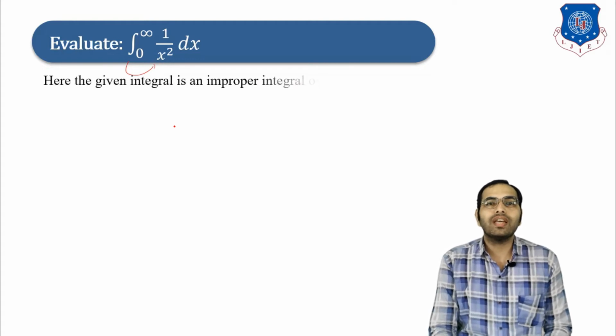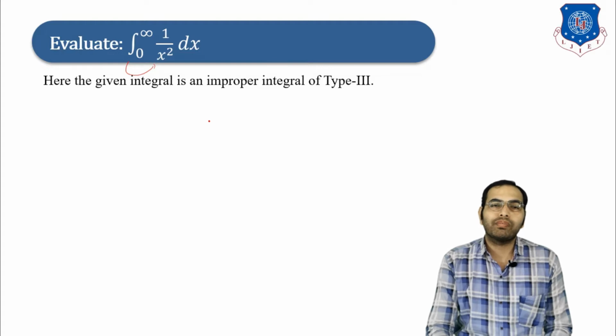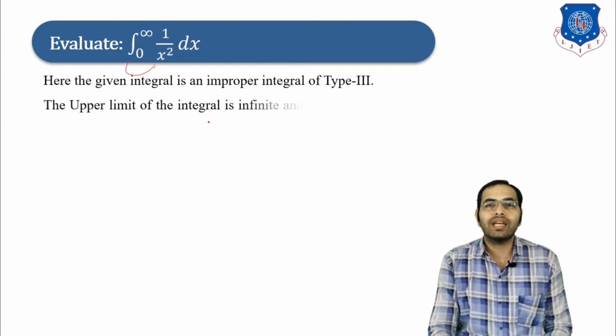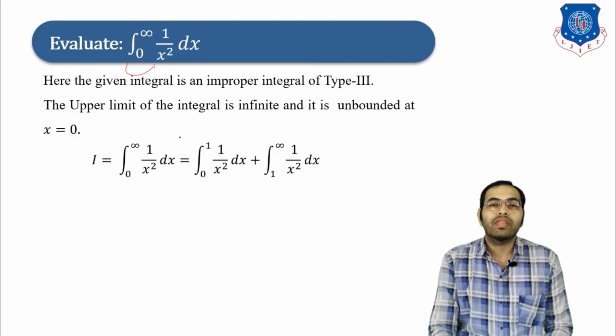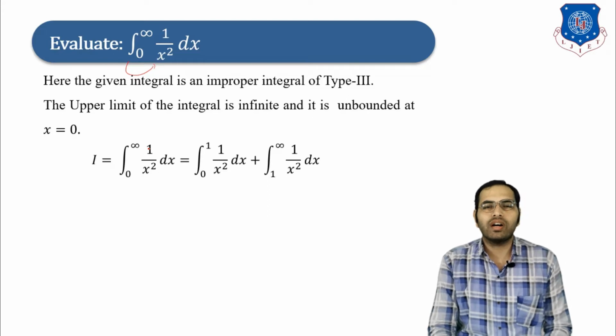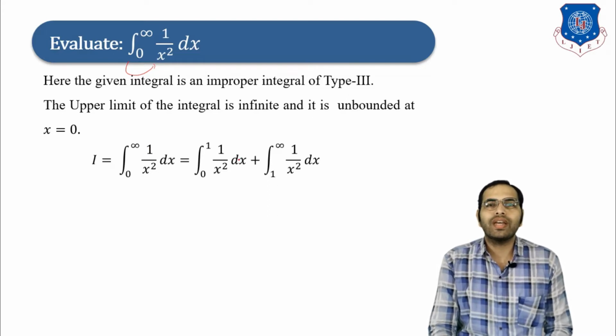Here the given integral is an improper integral of type 3, as the upper limit of the integral is infinite and it is unbounded at x equal to 0, which is the lower limit. That means we break the limits at one real number. Then I equals integral 0 to infinity of 1 upon x square dx. Here we consider any real number; I consider 1. Then integral 0 to 1 of 1 upon x square dx plus integral 1 to infinity of 1 upon x square dx. So at position 1 we break the limit of integration.